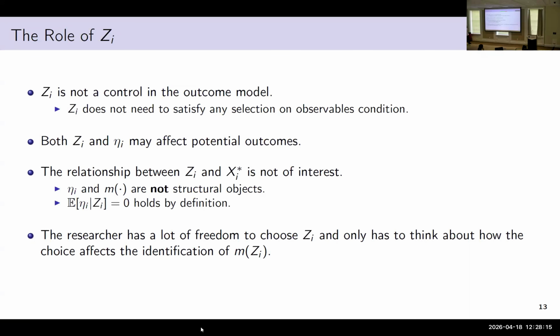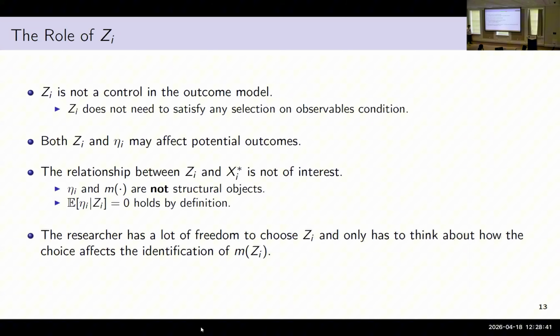First, Z is not a control in the outcome model. I don't need anything like selection on observables, like, oh, the errors in the potential outcomes are independent of something conditional on Z. I don't need that. We can also let Z and eta affect or be correlated with potential outcomes without restrictions.